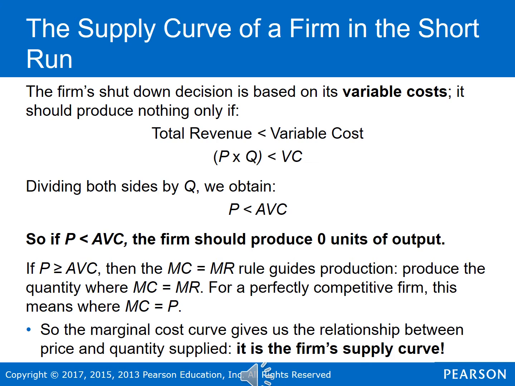So if the price is greater than or equal to the average variable cost, then firms should use the marginal cost equals marginal revenue rule to guide their production. So you produce the quantity where the marginal cost equals the marginal revenue. For a perfectly competitive firm, this means where the marginal cost equals the price, because remember, the price is equal to the marginal revenue for a perfectly competitive firm. So the marginal cost curve gives us the relationship between the price and the quantity supplied. This is the firm supply curve.